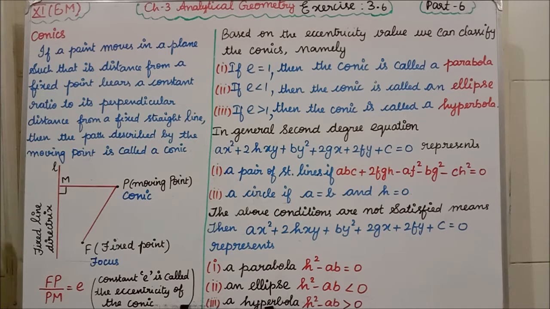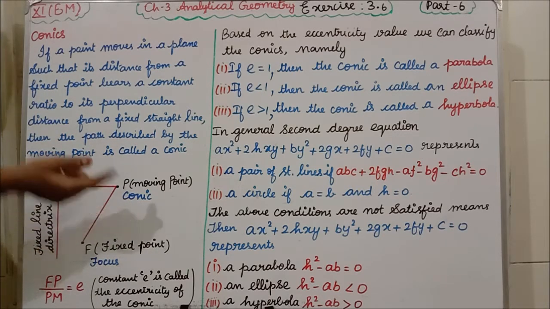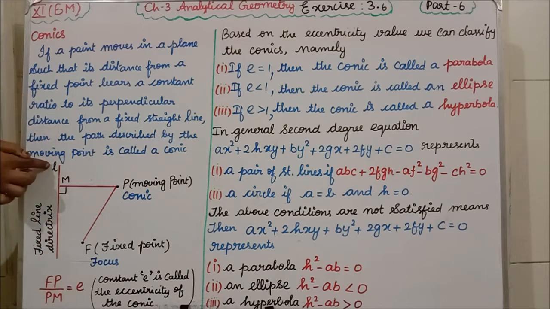Okay, here we are going to learn about new terms. So listen carefully. It is very important and also very easy, only if you listen carefully. Clear? Now once again I tell you, the fixed point F is called the focus. The moving point P is called the conic. The fixed line L is called the directrix. Can you understand it?